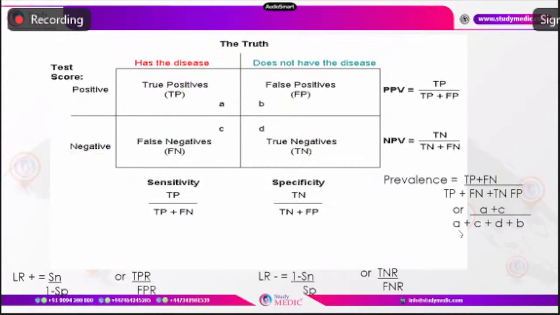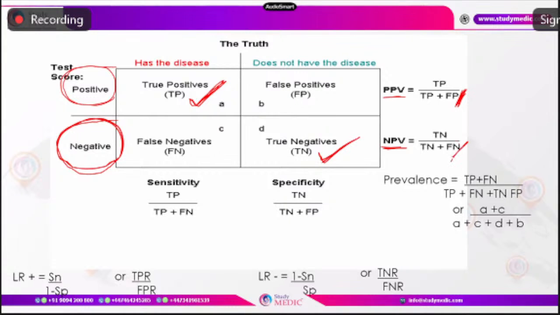Now what is positive predictive value? In those who are tested positive, how many actually have the disease? This is true positive by true positive plus false positive. Then what is negative predictive value? In those who are tested negative, how many actually do not have the disease? It is true negative by true negative plus false negative.